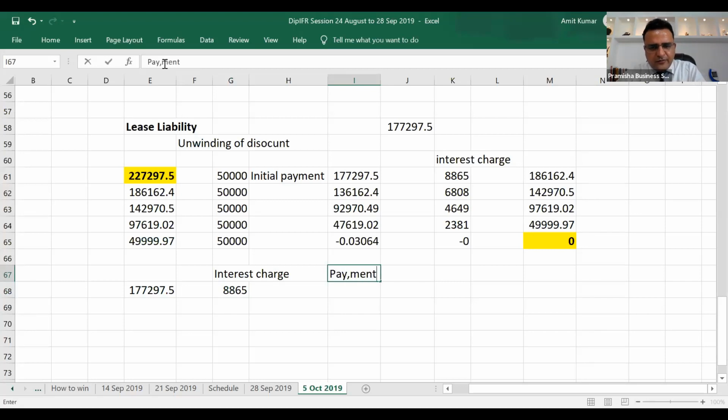Payment will be now the interest charge, adding the interest charge by the end of the year, it will be plus this. So this will be the balance at the end of the year, but this balance at the end of the year will be reduced by the payment made at the beginning of next year. Payment made at the beginning of next year.